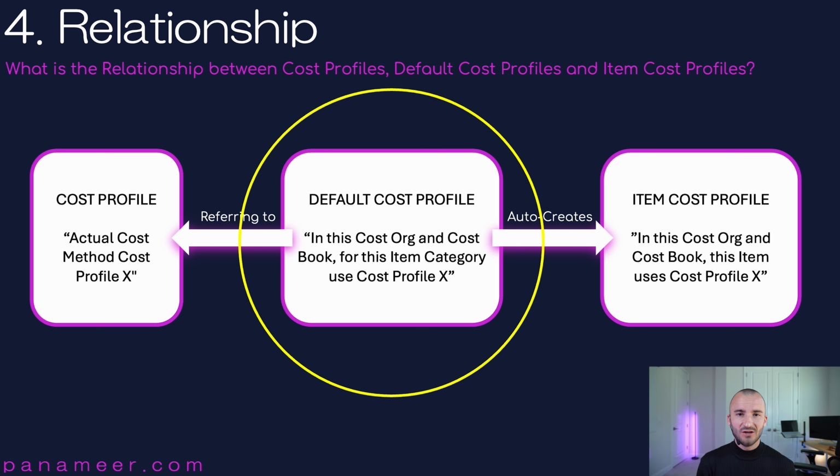I know that seems like a lot, but the good news in understanding this here is that whenever you're in the system and you want to create a new item, you can just check out the default cost profile for the category that you want to create the item in, and then you will know exactly what item cost profile the system will create for you, and that also means that you will know what cost method will be assigned to this item. So this is very important to understand.